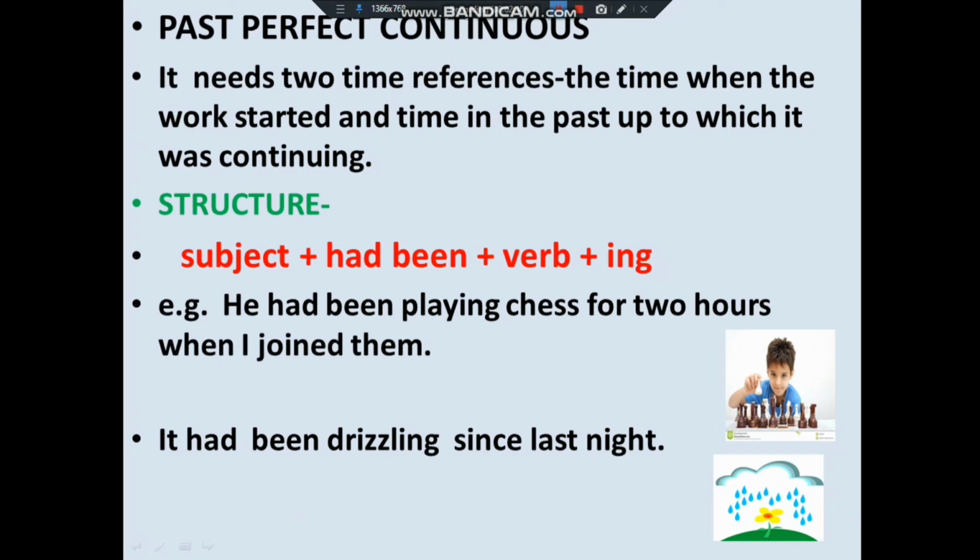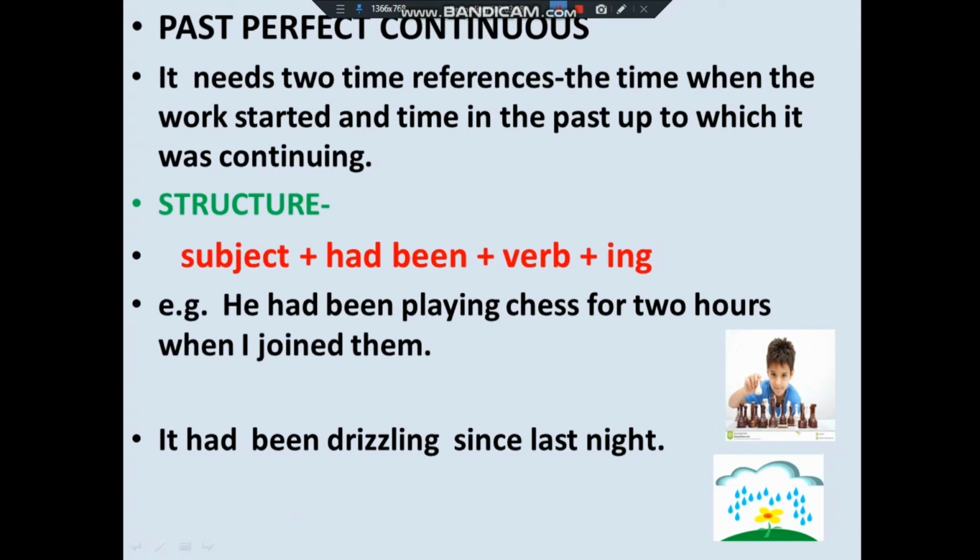Now past perfect continuous tense. It needs two time references just like present, but the two time references of past: the time when the work started and the time in the past up to which it was continuing. Now see the structure. First we write subject, and with all subjects we write had been and then verb ing form. Now see the example.